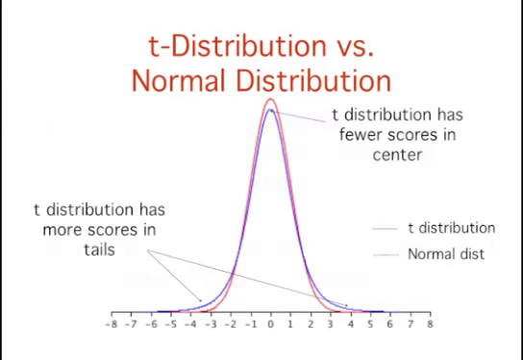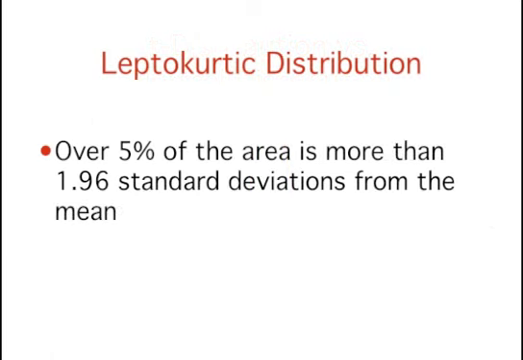This figure shows the t-distribution with 4 degrees of freedom in blue and the standard normal distribution in red. With 4 degrees of freedom, the t-distribution has relatively fewer scores in the center and more in the tails. This means that the t-distribution is leptokurtic. Because the t-distribution is leptokurtic, over 5% of the distribution is more than 1.96 standard deviations from the mean.